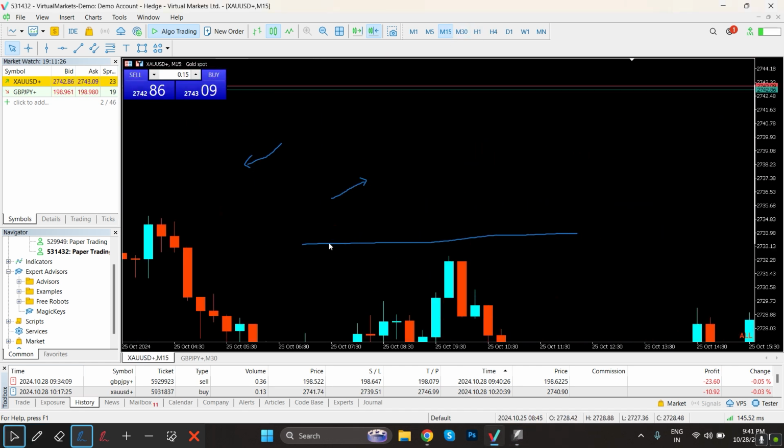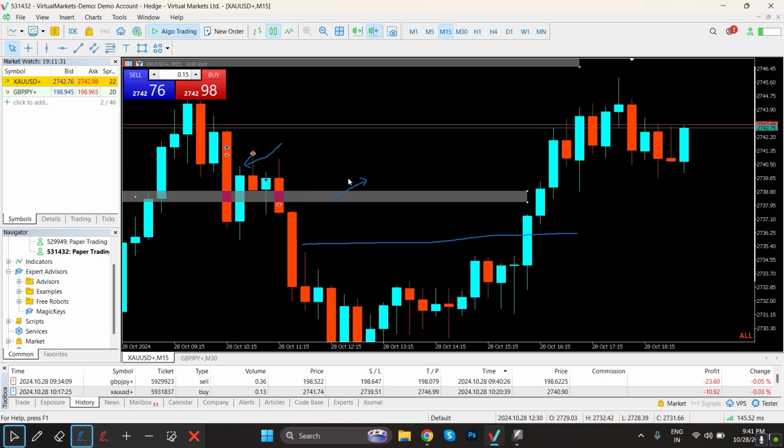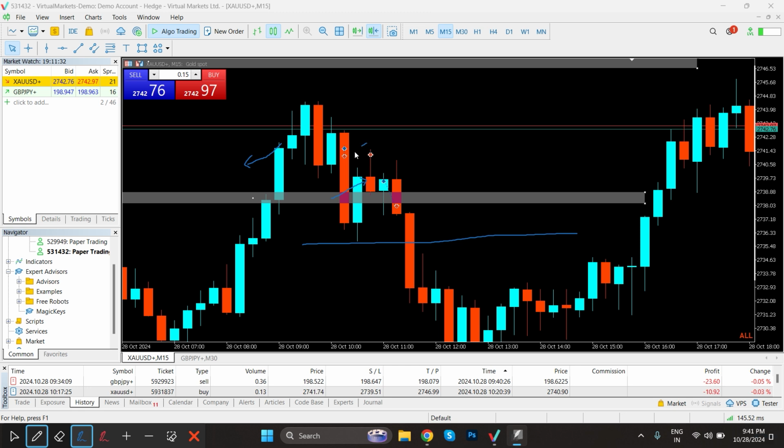But what price did, over here, I anticipated that if this candle wicks down, it should respect the low and it should test this high, and mostly gold does that. Mostly gold does that, but it went down. I just secured a very small loss over here, like 10-some dollars.